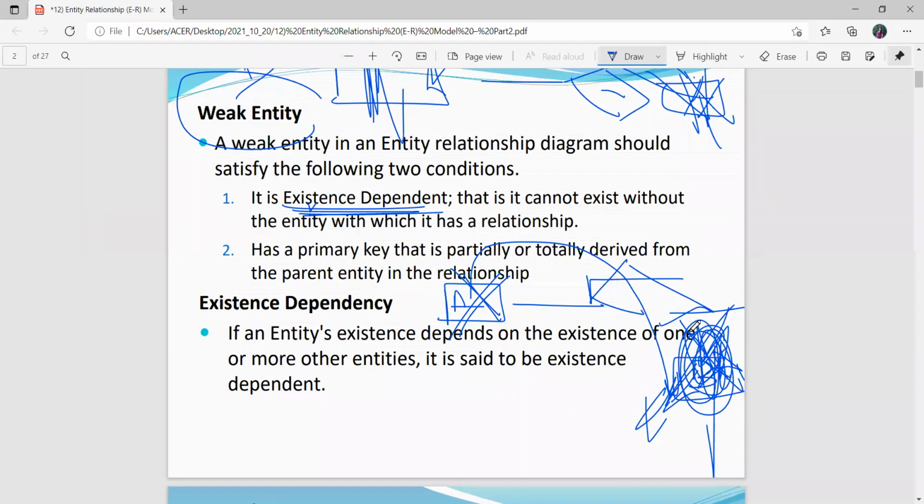So if this is a weak entity, definitely this is the strong entity. No, so this has a relation that this entity has a primary key which is derived from this one. Let's discuss these two in detail.